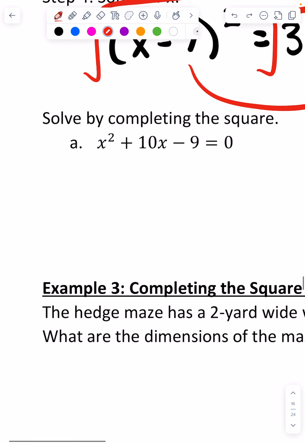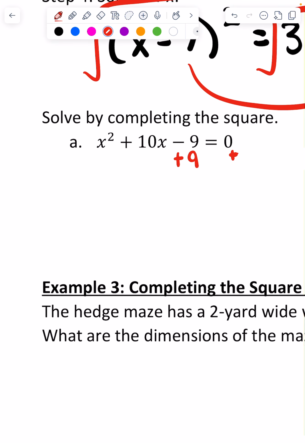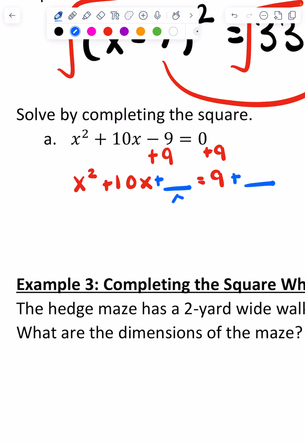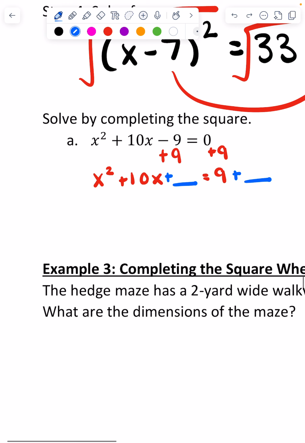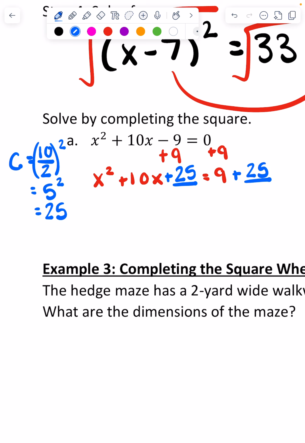So if something is not factorable, we have to get rid of this C value. It's not the C value that we want, so we move it over to the other side. And when we move it over, we're doing that because we need a different C value. So we're going to add in a blank space on both sides, and we're going to make that C value ourselves. The C value is always the B value, which is 10. We divide it by 2, and then we square it. So 10 divided by 2 is 5, and 5 squared is 25. That is our magic number that we need to add on both sides.